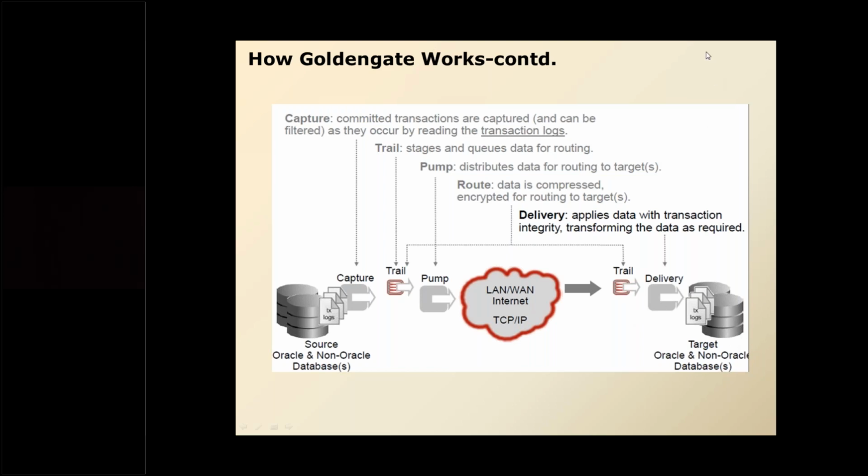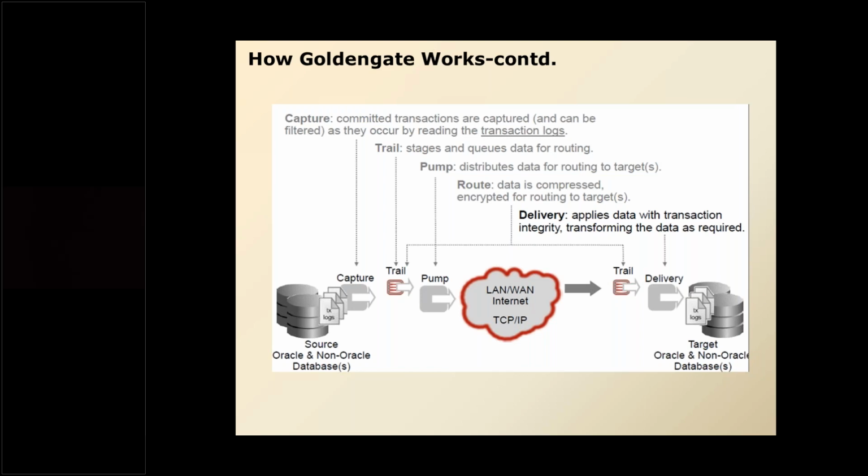So basically, if I have to repeat again, the capture process captures the changes from the source database and writes them to the local trail. As soon as data becomes available in the local trail, the GoldenGate data pump process reads the data from the local trail and sends it over the TCP/IP network and writes it to the remote trail.